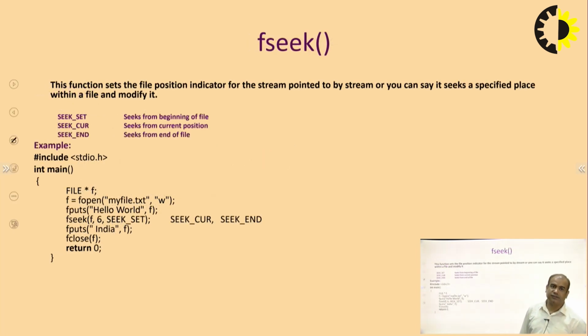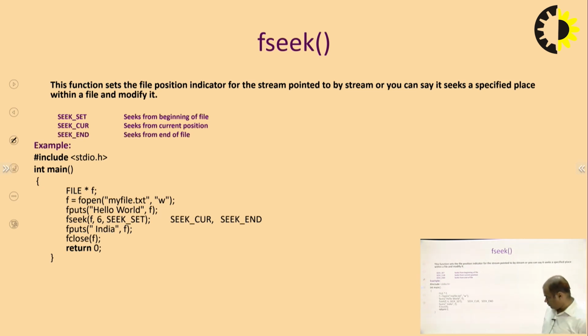Next is the fseek function. Very important, it tells the position where the file pointer exists. The fseek function sets the file position indicator for the stream pointed to by the stream. So we can say that it seeks a specified place within the file and modifies it. If we use SEEK_SET, it means seek at the beginning of the file. If SEEK_CUR, it means the current position we are seeking. If SEEK_END, we are seeking the end of the file.